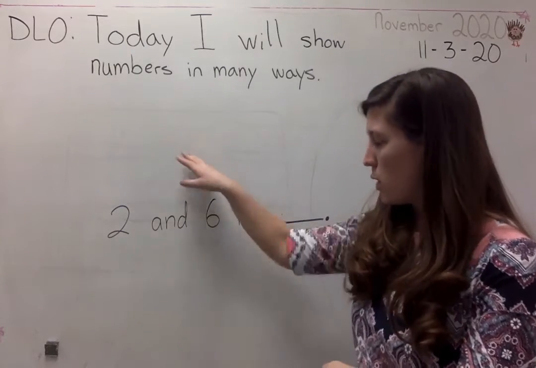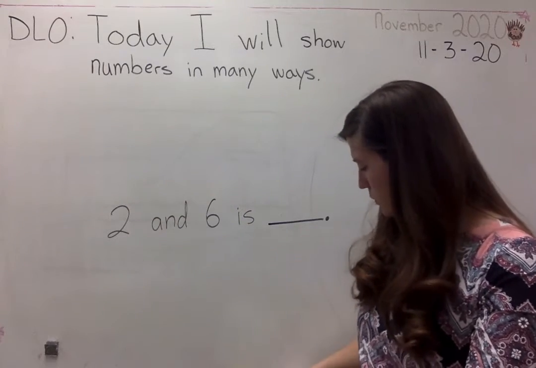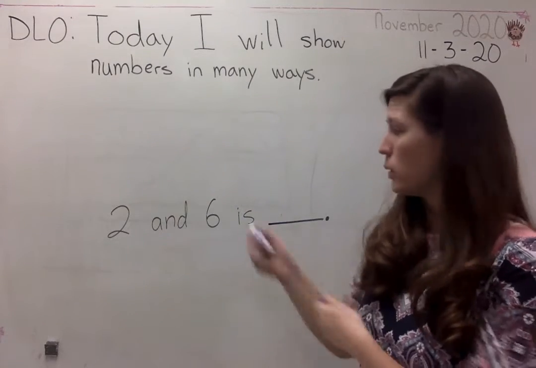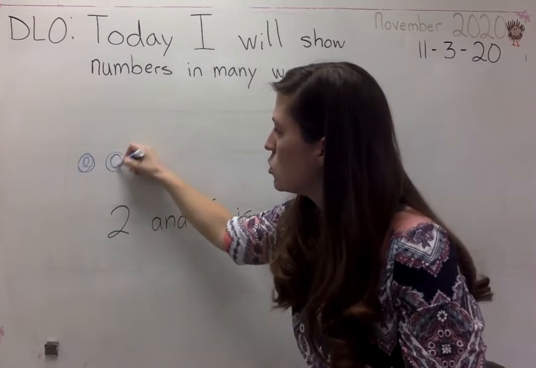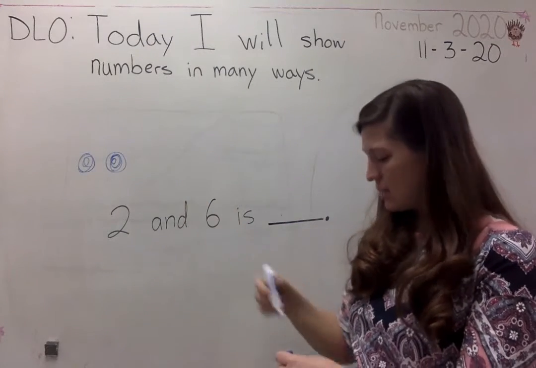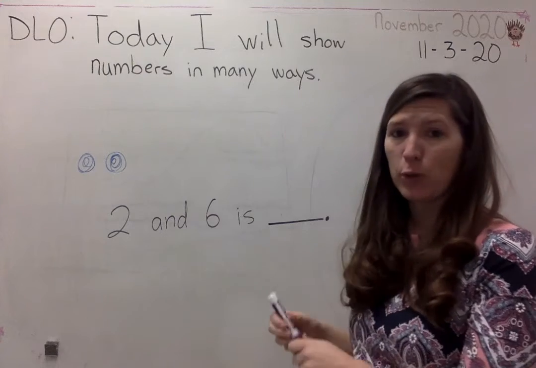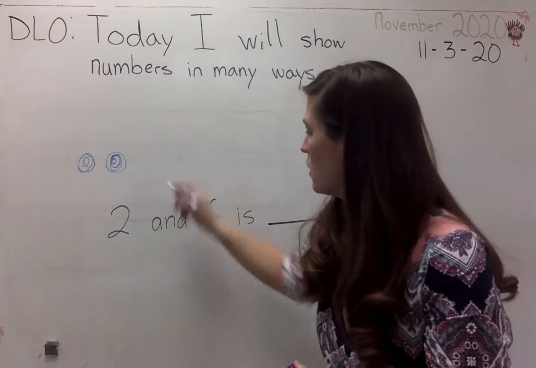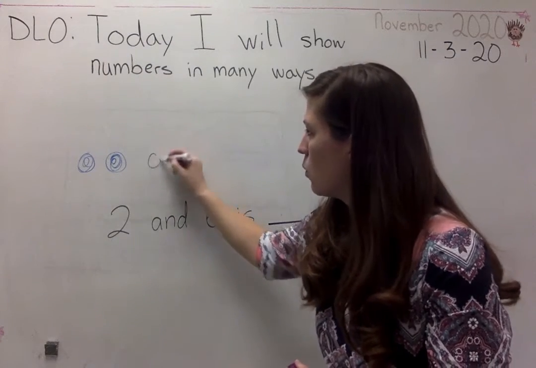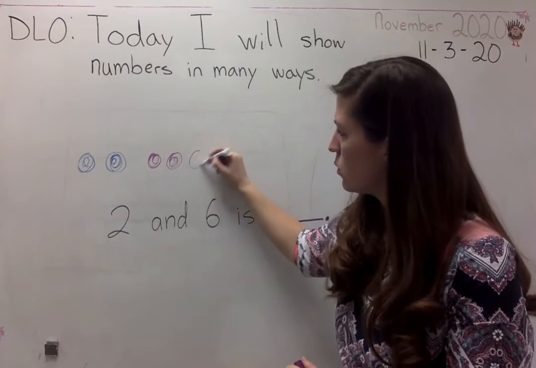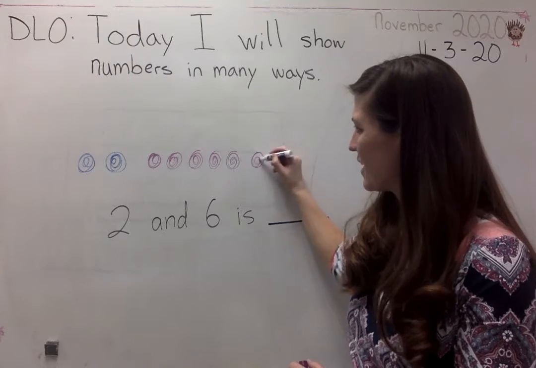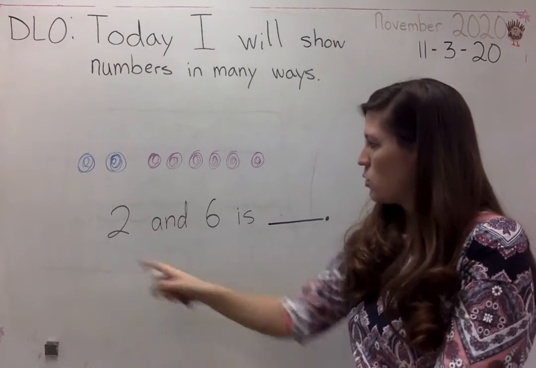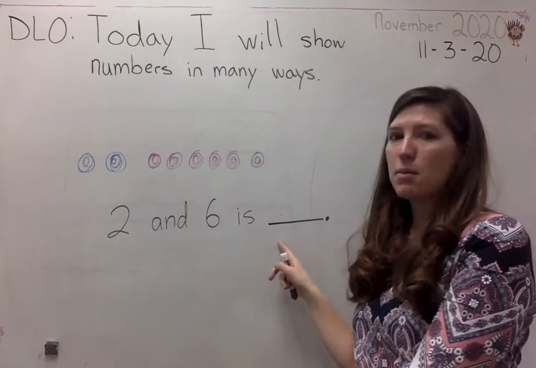If I were to draw this, I said I had 2 blue. 1, 2. And I said 6 purple because purple is my favorite. So I need 6 purple. 1, 2, 3, 4, 5, 6. 2 and 6 is blank.